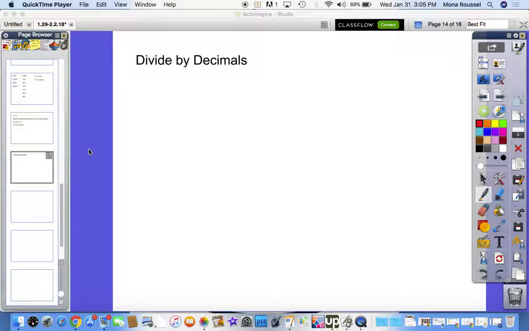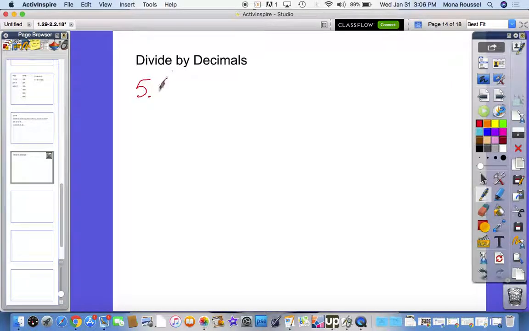Now when we divide decimals by decimals, like 5 and 6 tenths divided by 7 tenths, we are going to set up the problem in long division format. The divisor goes outside the bracket, if we remember, and the dividend goes inside. So this is 7 tenths into 5 and 6 tenths.